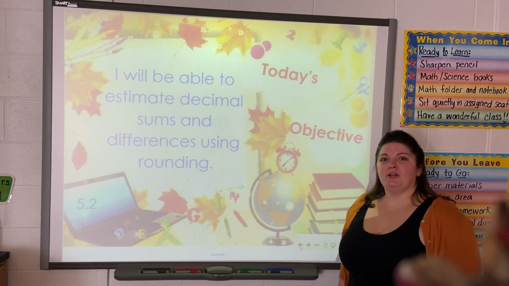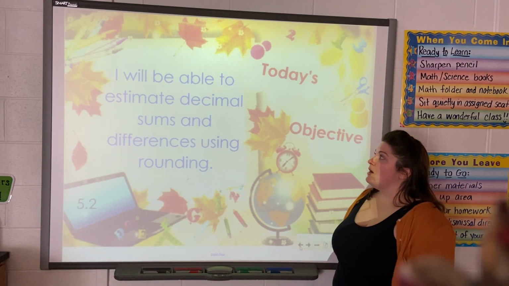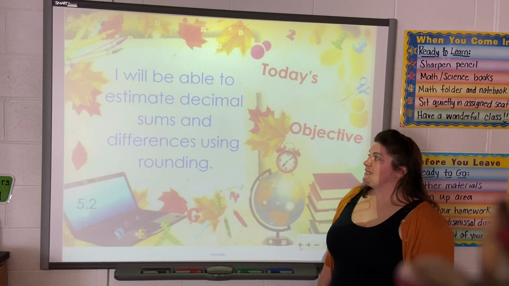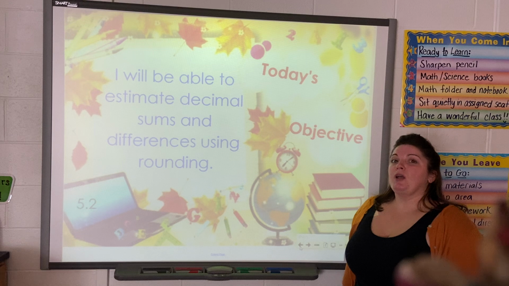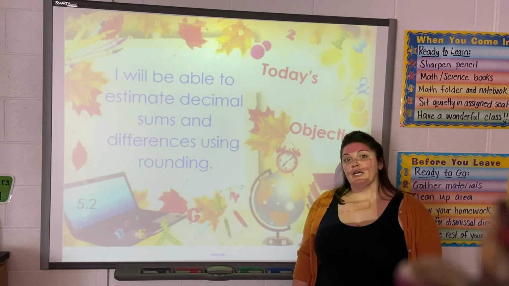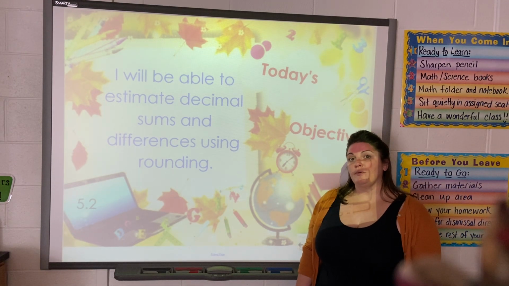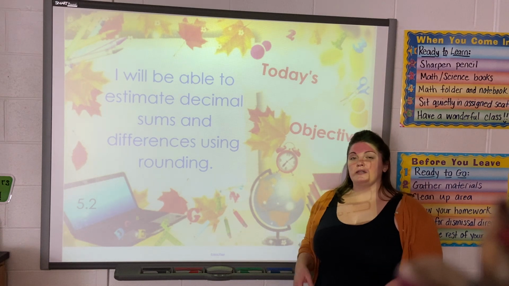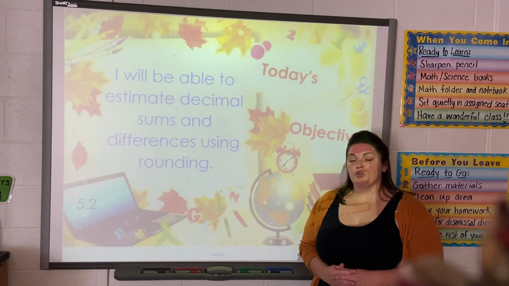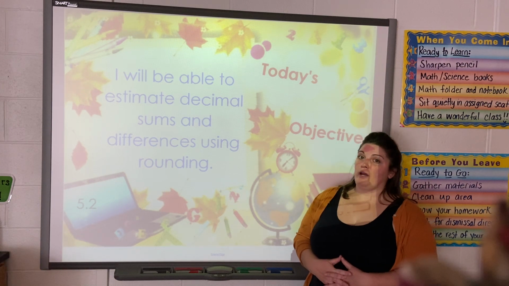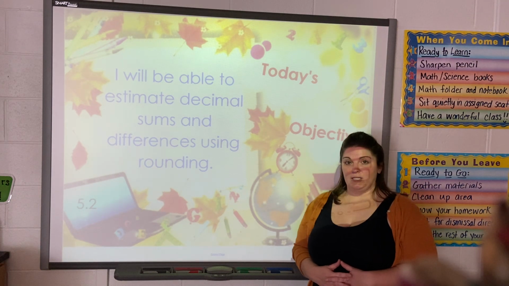Everyone, let's take a look at today's math objective. I will be able to estimate decimal sums and differences using rounding. In our last lesson, we learned how to round decimals to a given place value. Today, we're going to take that skill and work with finding estimates for addition and subtraction problems using those rounding skills that we did in the previous lesson.